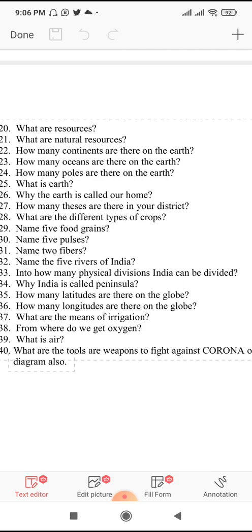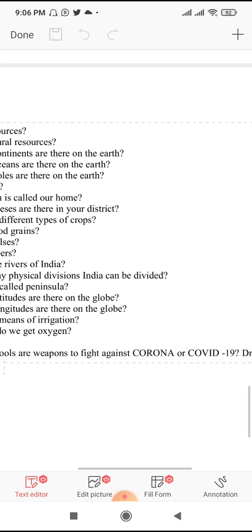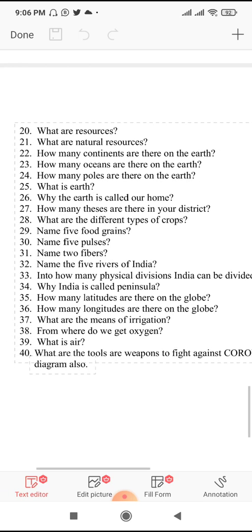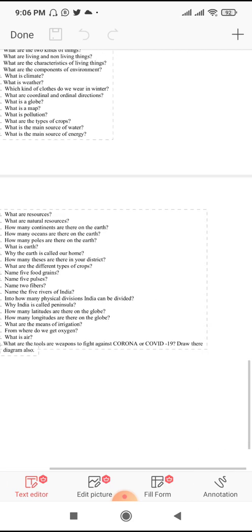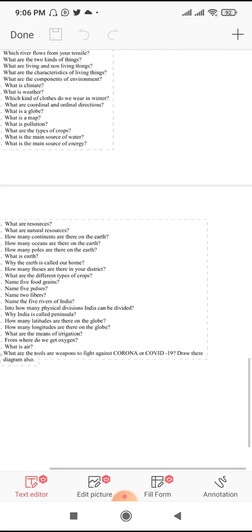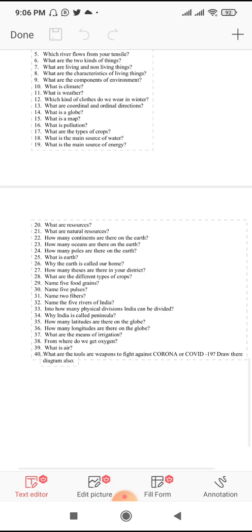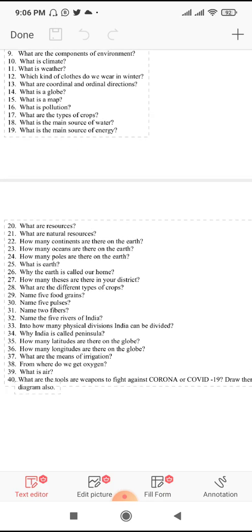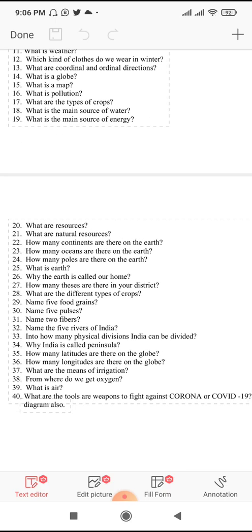What are the tools or weapon for to fight against corona and COVID-19? Draw their diagrams also. COVID-19 से लड़ने के लिए हमको कौन कौन से टूल्स लगेंगे? मास्क है, सैनिटाइज़र है. इन सब चीज़ों का आपको क्या करना है? डायग्राम बनाना है. और ये आप बिल्कुल कंप्लीट कर लीजिए इसको और सेंड करिए, सबमिट कर दीजिए. थैंक यू वेरी मच.